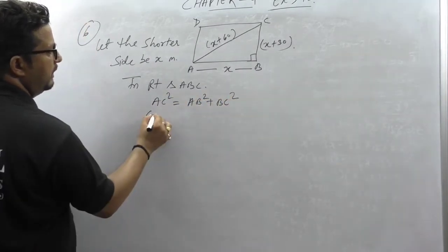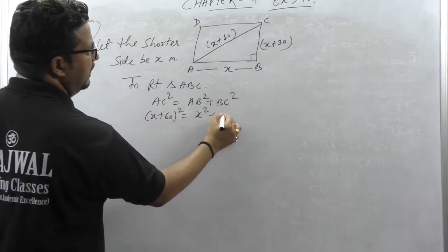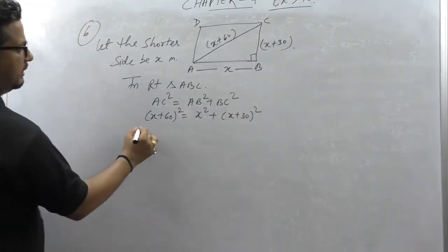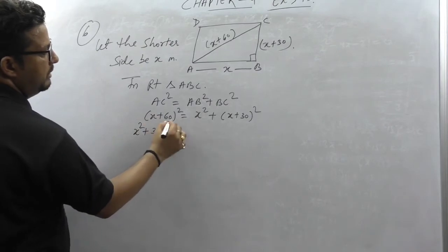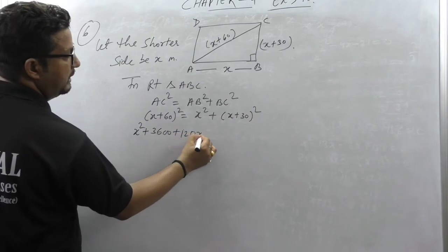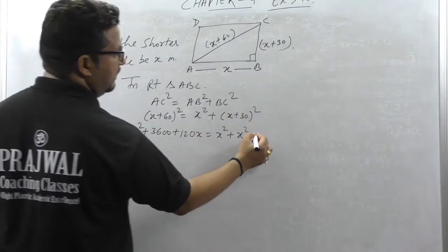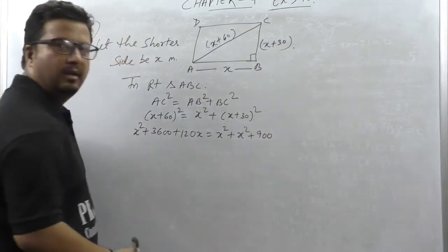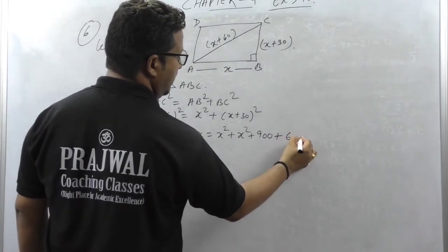So AC value we got like x plus 60 whole square. AB is what, like x square, and this will be like x plus 30 whole square. All right, now we can calculate here. A square plus B square means like 3600 plus 2AB means 2 into 60 is 120x, and here we have x square plus x square. If we take the square of 30, it will be 3 into 3 is 9, so it will be 900, plus 2 into 30 is 60x.